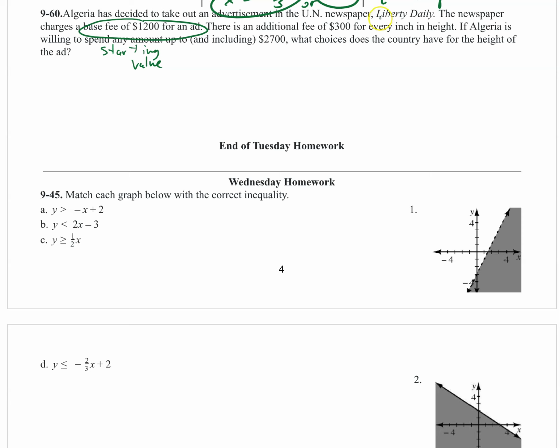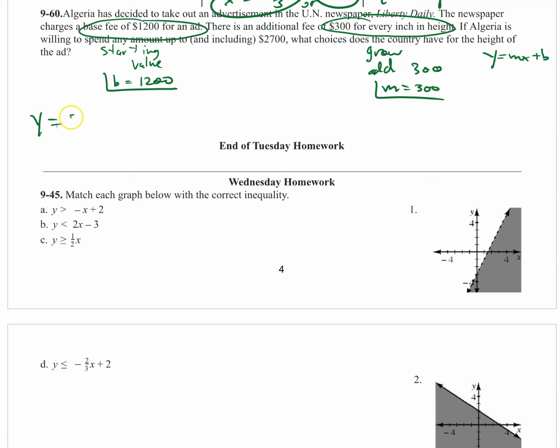height of the ad? Okay, so for every increase in 1, we're going to grow by $300. We're going to add $300, all right? So that's your giveaway to use y equals mx plus b. This is linear, it's not exponential. All right, so our starting value is 1,200. We grow by 300 a month, that's our growth. So my equation is y equals 300x plus 1,200.